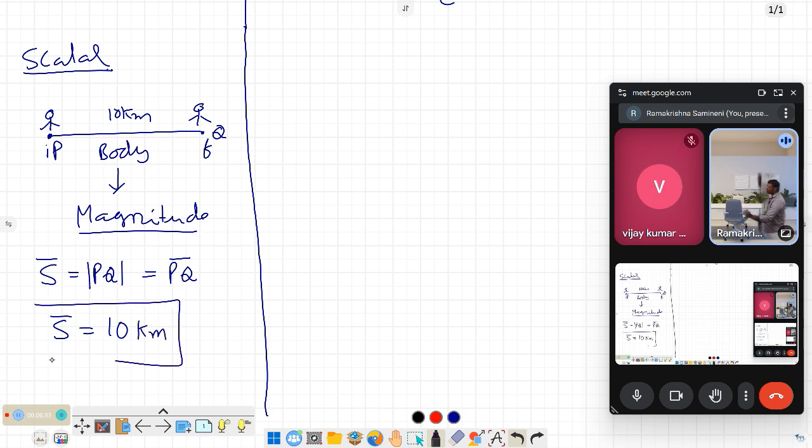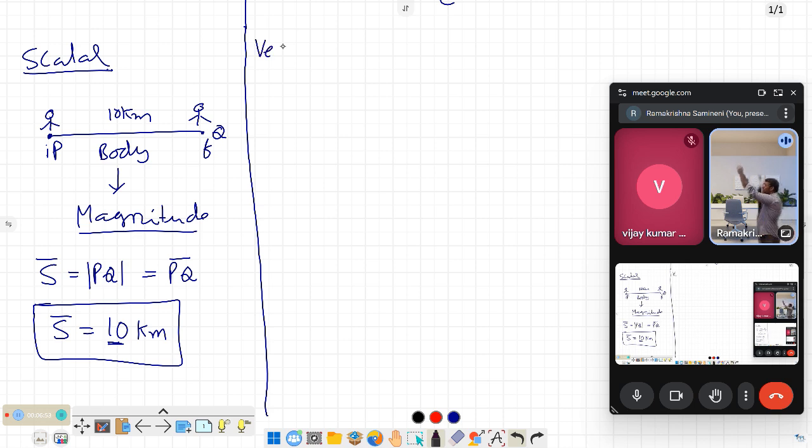So here, what is 10? 10 is called the magnitude. That number you can represent with no need to take a 10 kilometers line. So just take a small 1 centimeter. The corresponding equivalent of 10 kilometers can be taken as 1 centimeter. Like that, we can represent any scalar quantity in a shorter way.